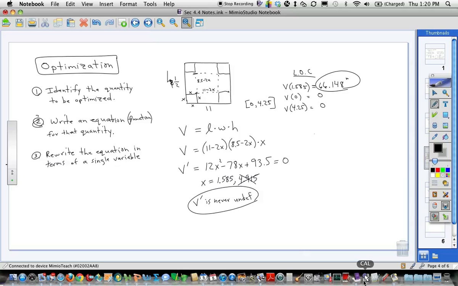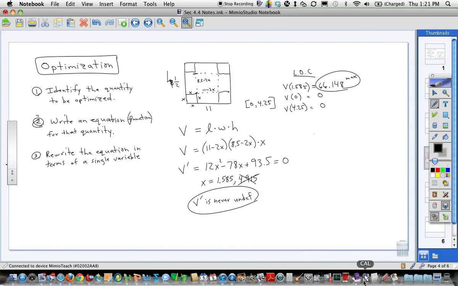Now, when we were doing max and min problems before, we would just circle that and say max. Well, we can still do that, and that's fine, but that may not be the end. These are more realistic kinds of problems. They have units, they have context, so we need to answer the question that's asked. This question might have been, what size squares should we cut out to maximize the volume? So you would say, you cut out squares that are 1.585 by 1.585, right? That was what X was. Or they might say, what is the max volume? And then you would say 66.148 cubic inches, or whatever the units were. So you would have to use units, and you have to answer the question that's asked.